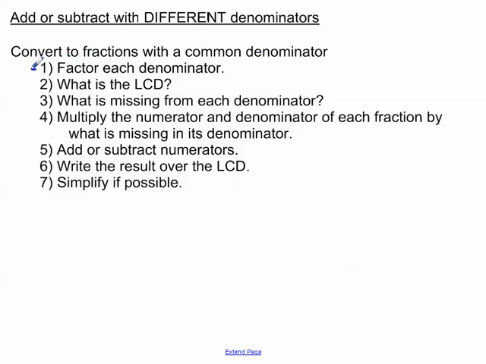So this step, that step, that step, that step are essentially converting to a common denominator. You've got to factor each denominator. You've got to find out what's missing in each denominator, and in order to find that, you've got to find the lowest common denominator. The lowest common denominator should include every single factor from every single denominator raised to the highest power. Then step number 3 says what's missing from each denominator. That will tell you what to multiply by. Multiply the numerator and denominator of each of the rational expressions by what's missing in its denominator, and that will get you to a point where each rational expression will have the same denominator. And then you add or subtract. You write the result over the lowest common denominator, and then simplify if you need.